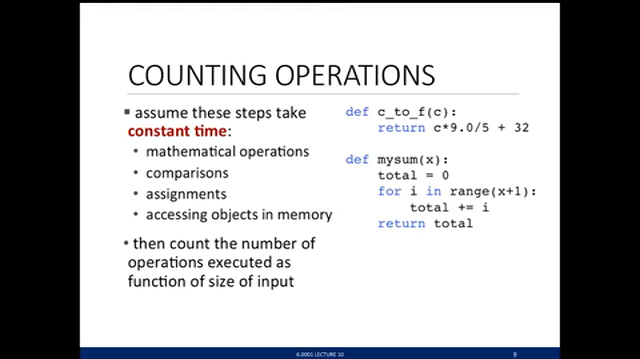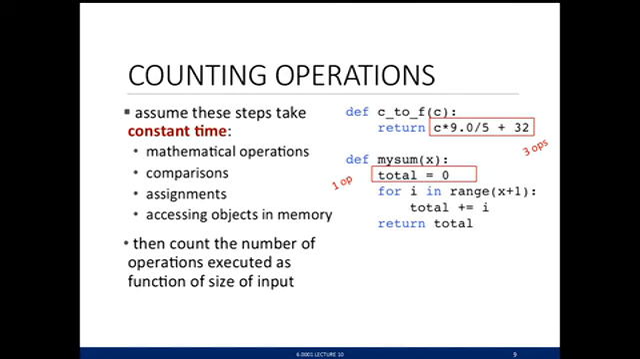It's got 3 steps, right? A multiplication, a division, and an addition. 4 if you count the return. But if I had a little thing here that added up the integers from 0 up to x, I've got a little loop inside here, and I could count operations. So in this case, it's just, as I said, 3 operations. Here, I've got 1 operation.